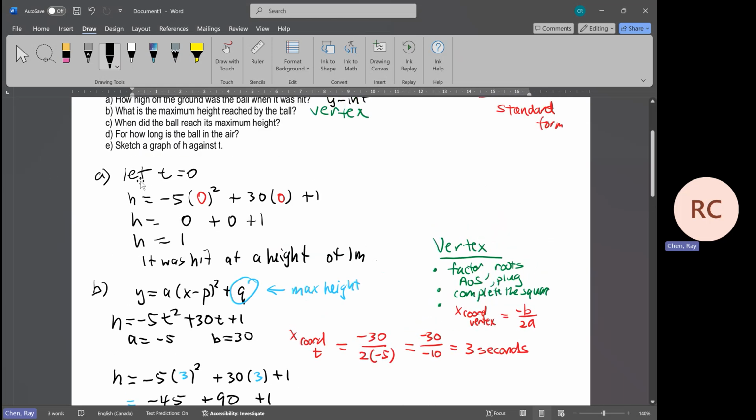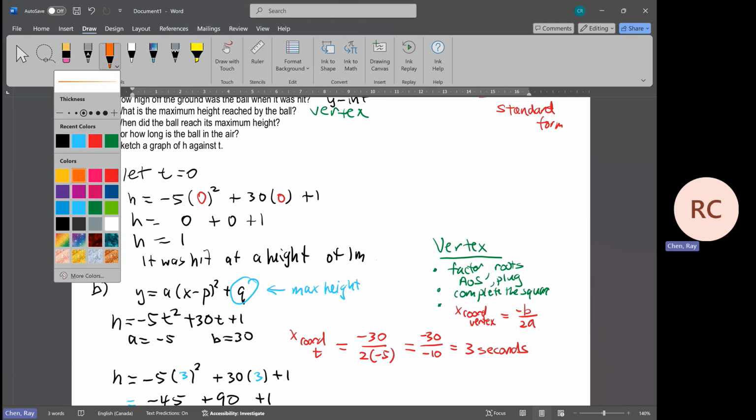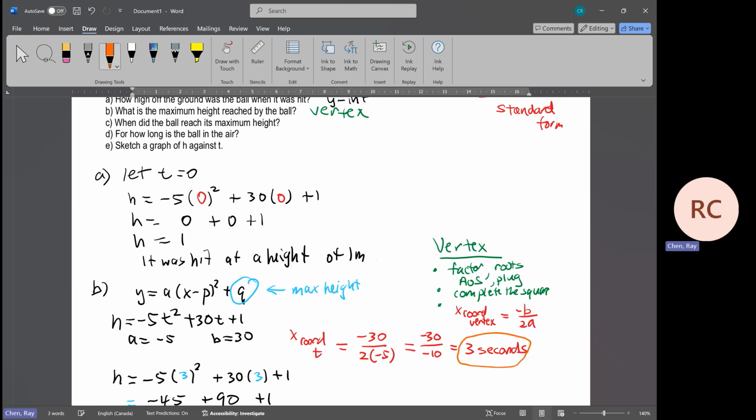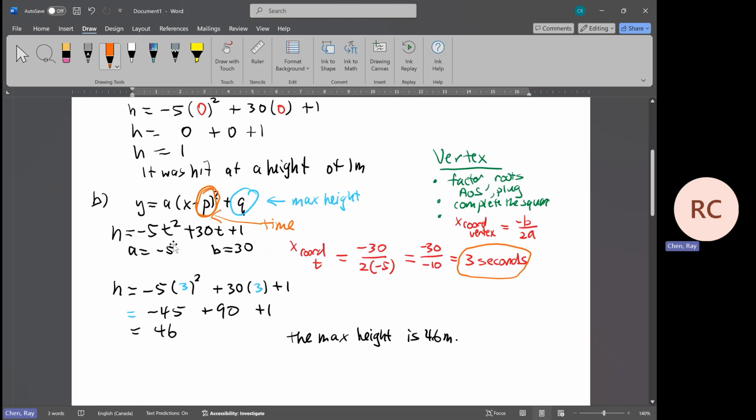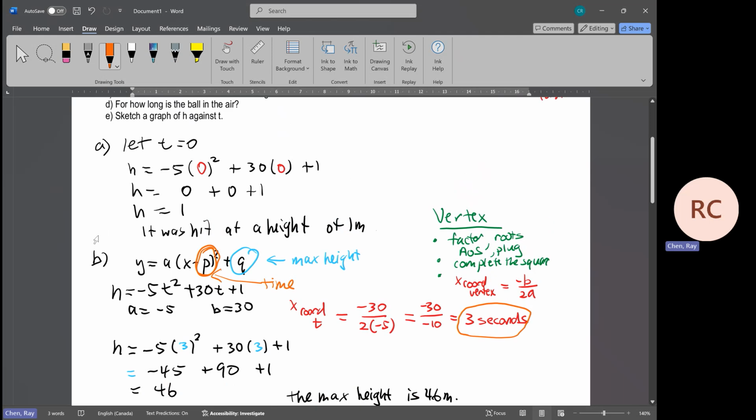It says, when did the ball reach its maximum height? And notice, and I'll just highlight it again in a different color. This answer we got is our p-value. So this is when, the time when it actually reaches its max height. So the answer for question C, it reaches max height at 3 seconds. We're almost done for this question.